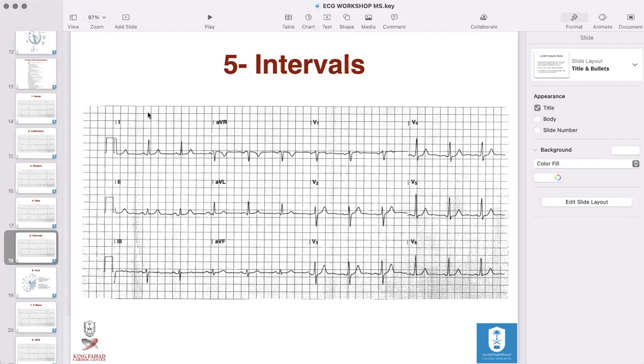If the QRS is up in lead 1 and lead 2 has a negative QRS, they're leaving each other, and that's what you call left axis deviation. Okay, so that's a simple way to understand what the axis of the patient is.